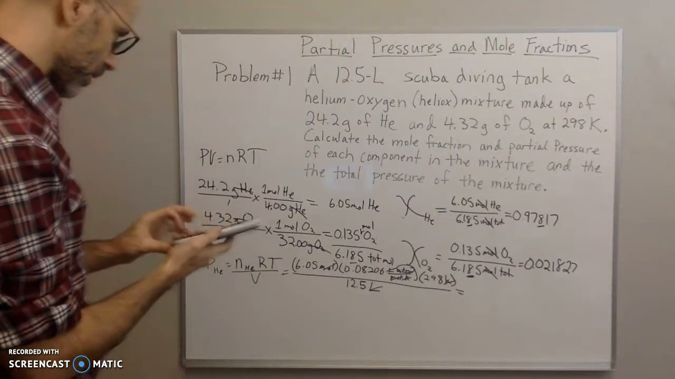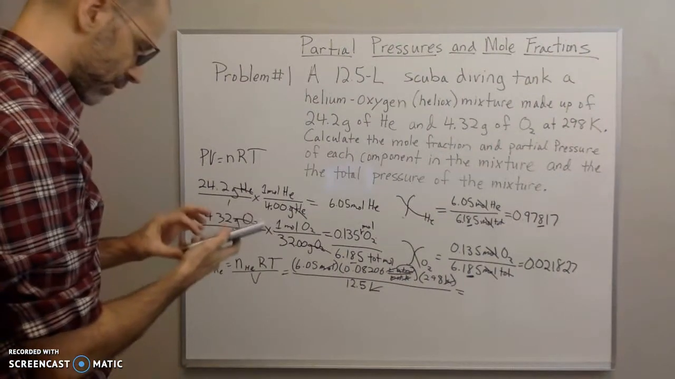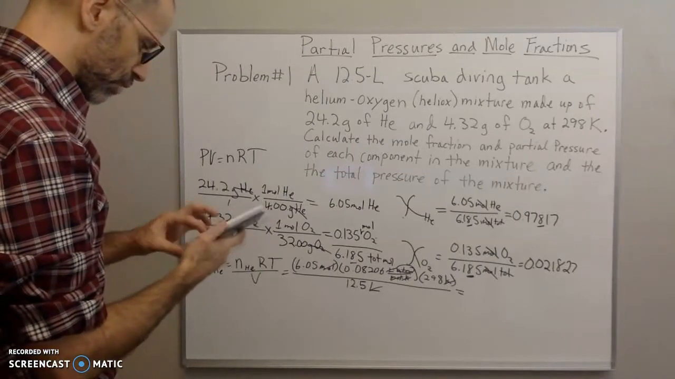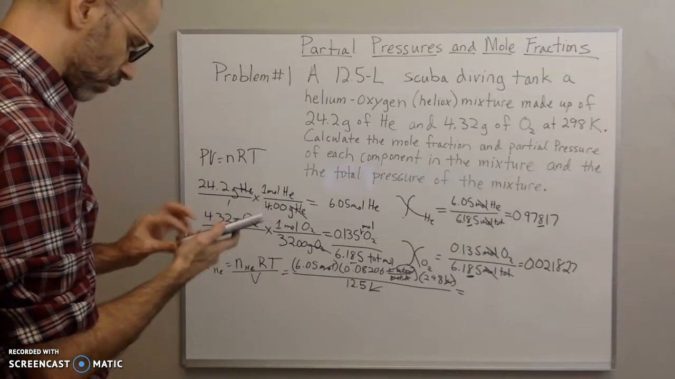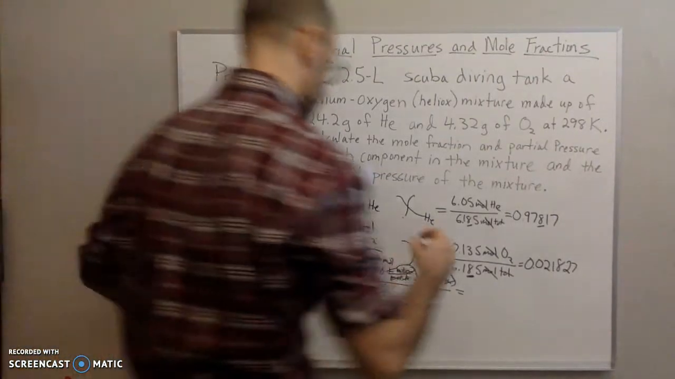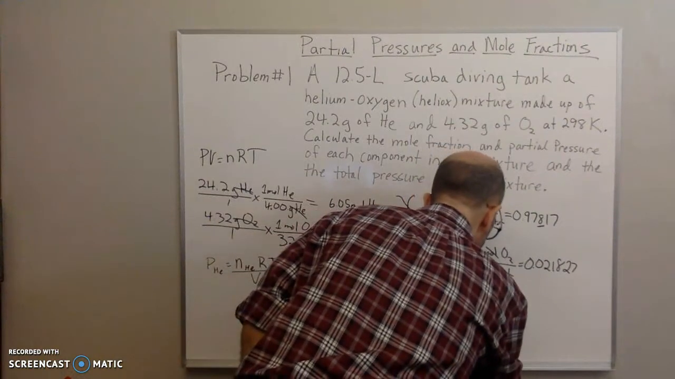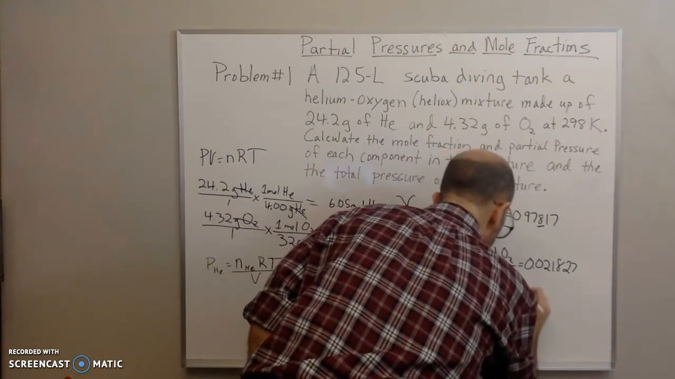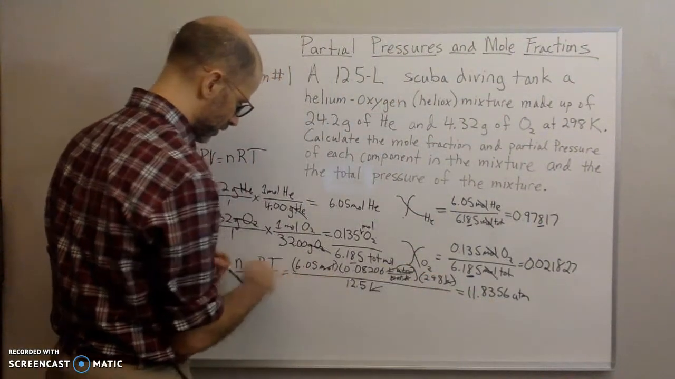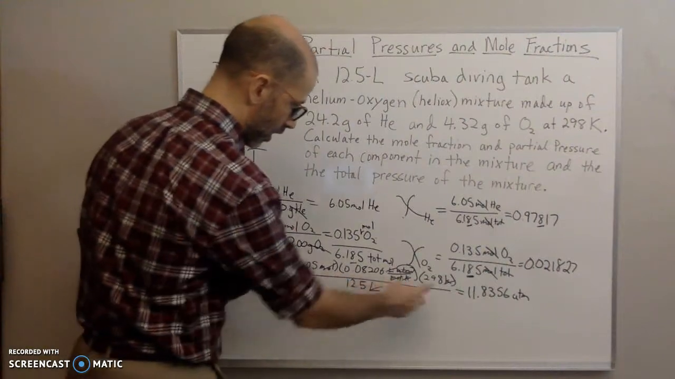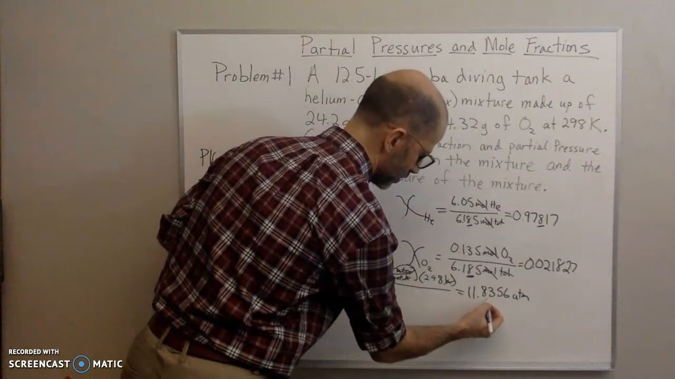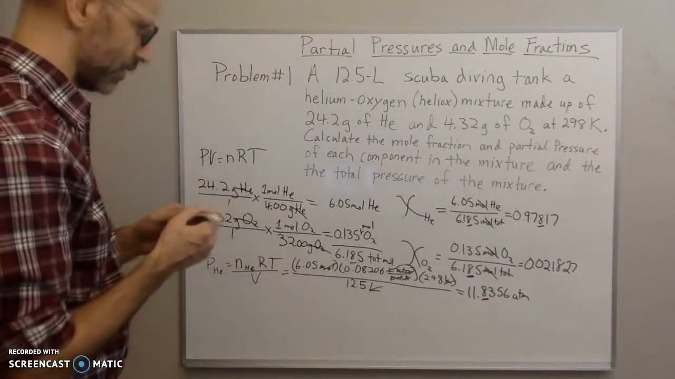So we calculate it really quick. 6.05 times 0.08206 times 298 divided by 12.5 equals, and that's going to give us 1183.56 atmospheres, right? And so figuring out the sig figs. So remember, we have 3 here, we have 3 here, 4 here, 3 here. So the least number is 3, so that's going to be our last digit there.